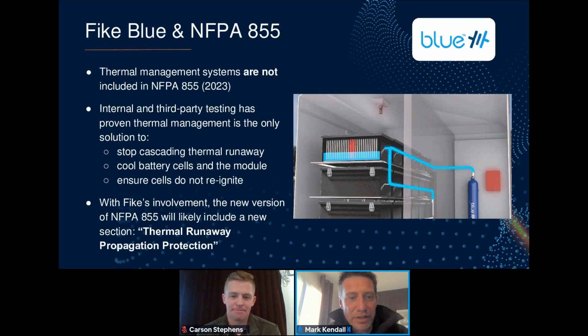So when we see the new editions of NFPA 855, what we're going to see is a section in there that's defined as thermal runaway propagation protection. And that's what we're really talking about with Fike Blue. It's that ability to sink the heat out of the event and stop that event in one cell from cascading through to other cells within the module.